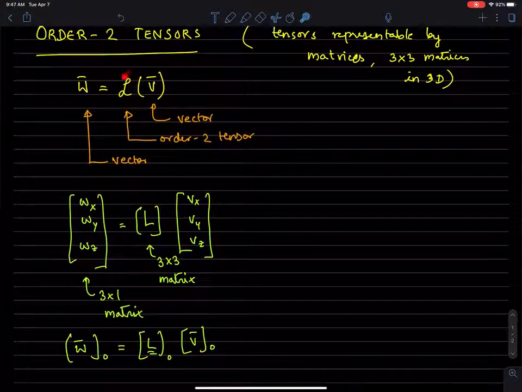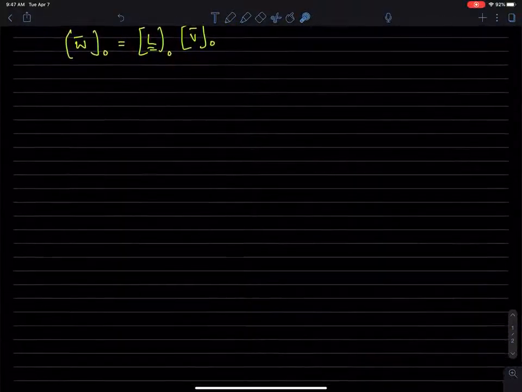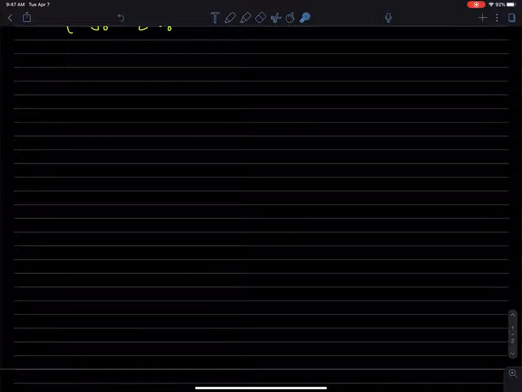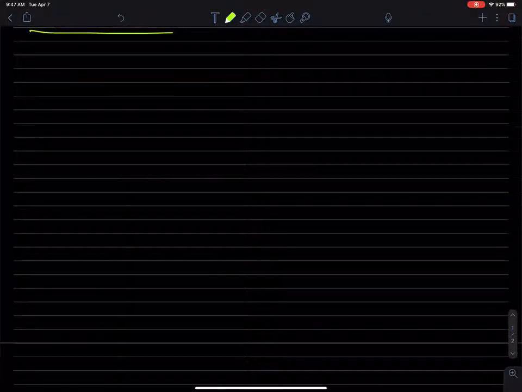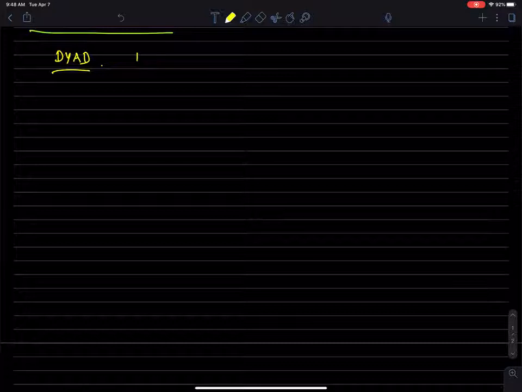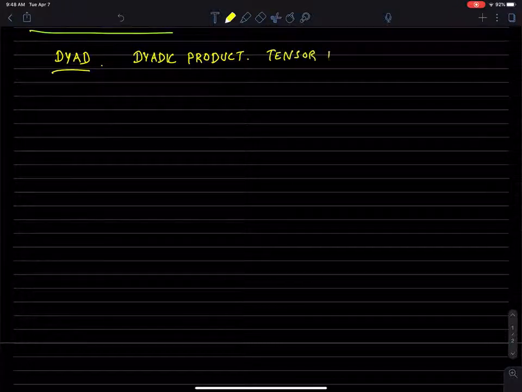But tensors have an existence outside of coordinate frames in some sense, just like vectors have an existence outside of having to be represented by coordinate frames. So let's develop that a little bit. Before we develop the idea of tensors in an abstract context, let's talk about a very special kind of tensor called a dyad. Sometimes also called a dyadic product, or a tensor product, or an outer product.